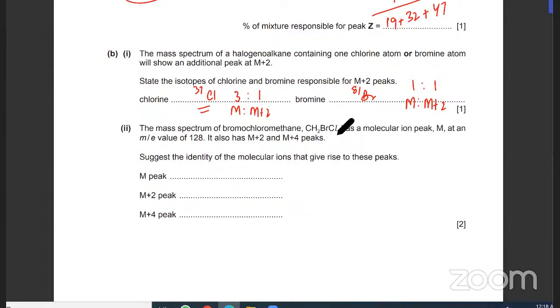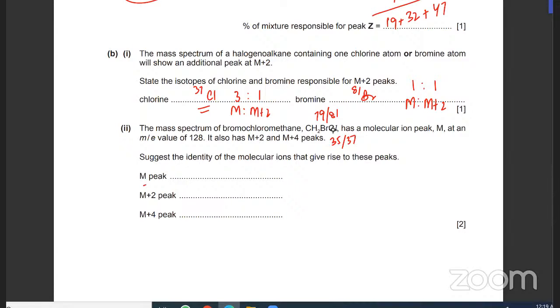The mass spectrum of bromochloromethane has a molecular ion peak M at an m/e value of 128. It also has M+2 and M+4 peaks. Suggest the identity of the molecular ion that gives rise to these peaks. So bromine could either be 79 or it could be 81, so the mass would change by 2. The Cl could either be 35 or it could be 37.